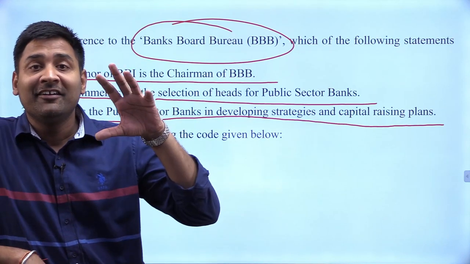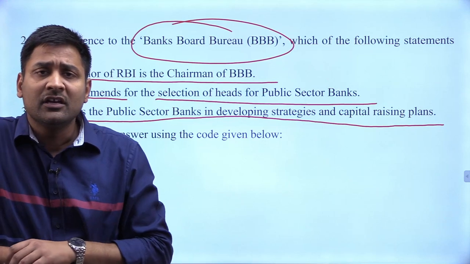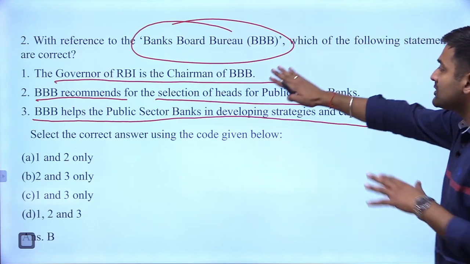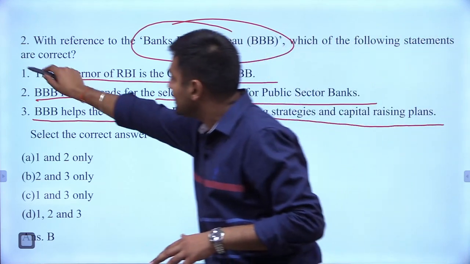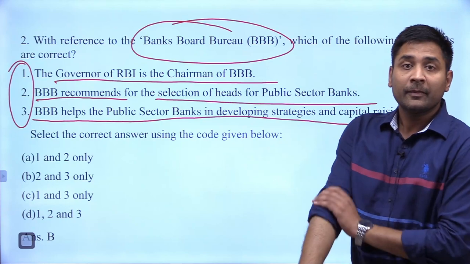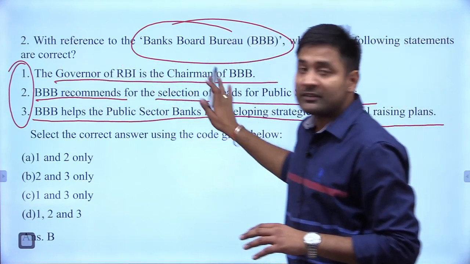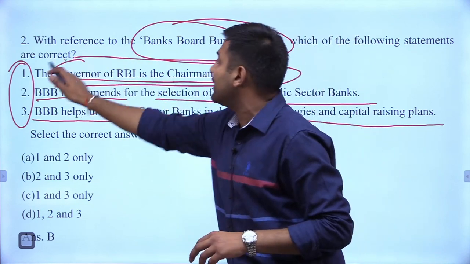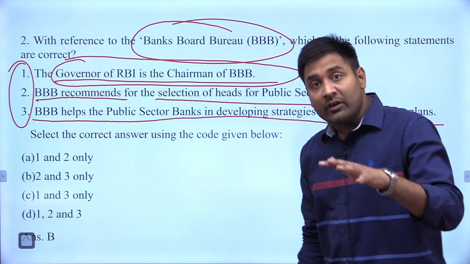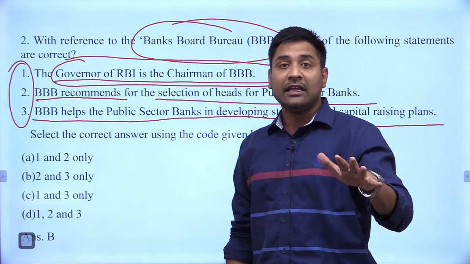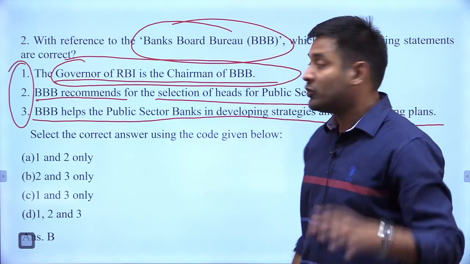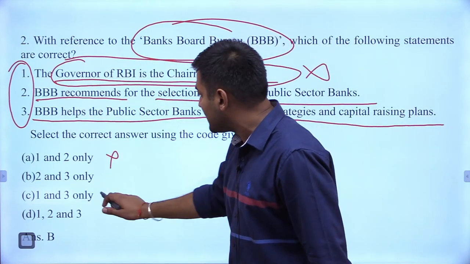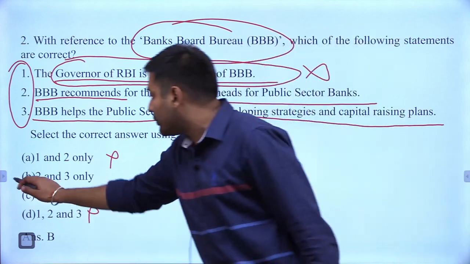Now, first of all, there may be some students who say, sir, we are not aware of any one of these options. So it is through the elimination method that you can solve this question, because the Governor is not the chairman of the Bank Board Bureau. The Governor is a member of the screening committee which recommends the names for the Bank Board Bureau. So this option is wrong, and if option A is wrong, as per the elimination method, the answer would be 2 and 3.